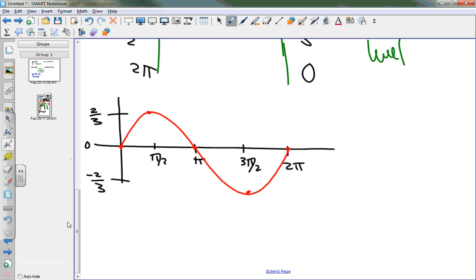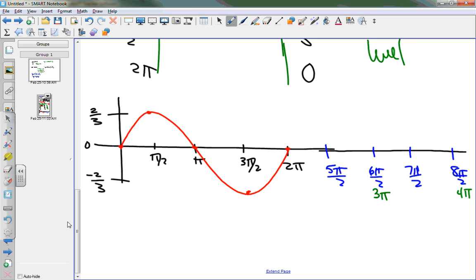Now, sometimes I may ask you to graph 2 complete cycles. Well, how would you do 2 complete cycles? Do I need to do another chart for 2 complete cycles? No, all I have to do is continue this out. Remember, this is going to be 3 pi over 2. That's going to be 4 pi over 2, so this is going to be 5 pi over 2, 6 pi over 2, 7 pi over 2, 8 pi over 2. Well, 8 pi over 2 turns out to be 4 pi. This turns out to be 3 pi. Do we see that, yes or no?